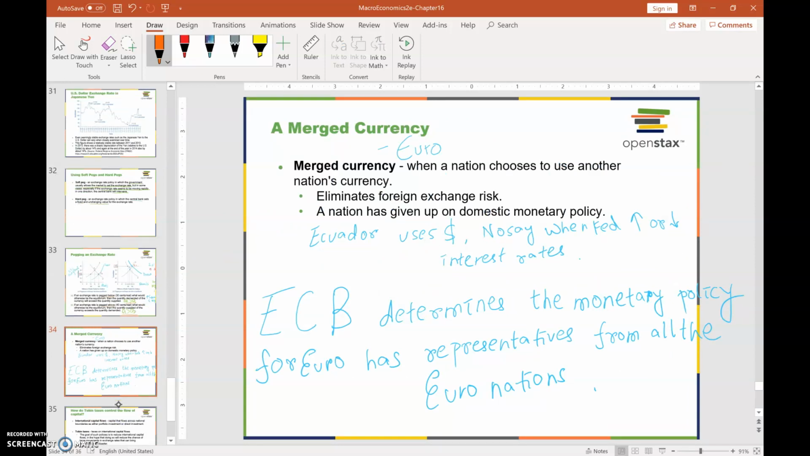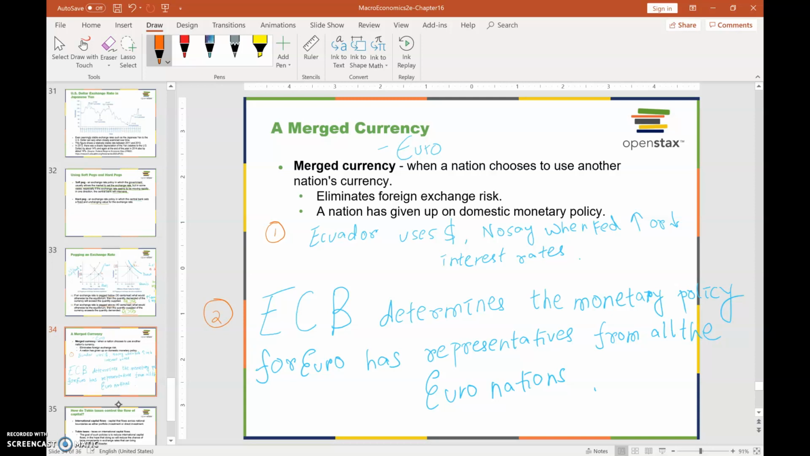There is another exchange rate policy which is called a merged currency. This happens when a nation chooses to use another nation's currency. One example is the economy of Ecuador that uses dollars, and they do not have any say when the Federal Reserve Bank increases or decreases interest rates. So Ecuador cannot really determine its own monetary policy.